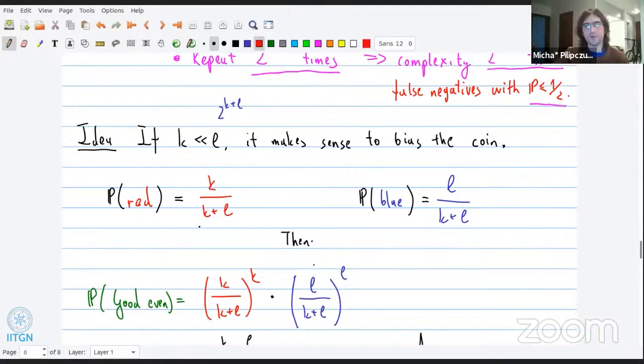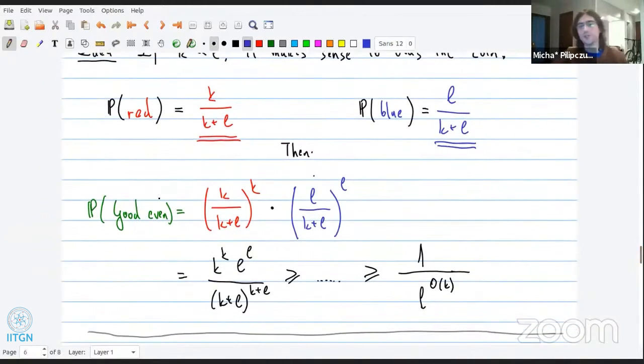And indeed, if you do the maths, if you put the probability of being red k over k plus L and the probability of being blue L over k plus L, then the probability of a good event is (k over k plus L) to the power k times (L over k plus L) to the power L, which after some calculations, for k smaller than L, boils down to (k plus L over k) to the power order of k. Yeah, so you can also express this probability in this way if you bias the coin.